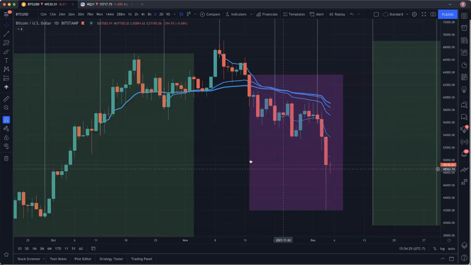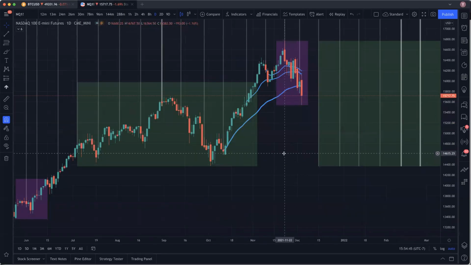All right, so we've got a Bitcoin high around November 10th, right? So 2 weeks after that would be November 24th. What happened to the NASDAQ November 24th? It was basically 2 days after this high.